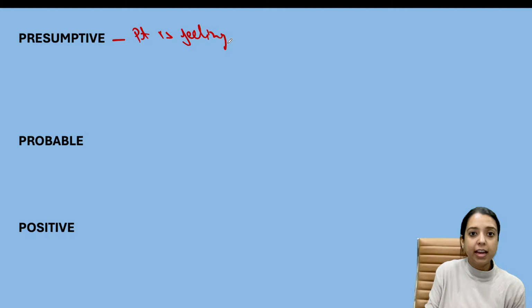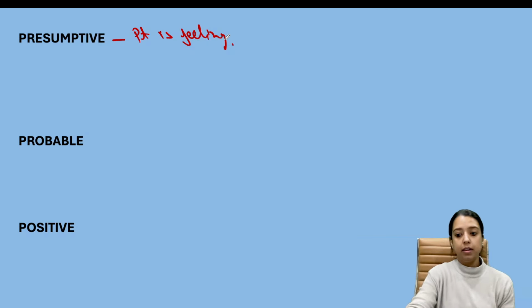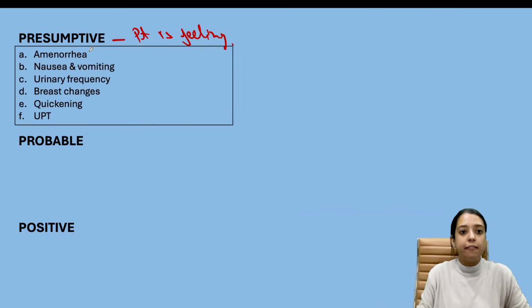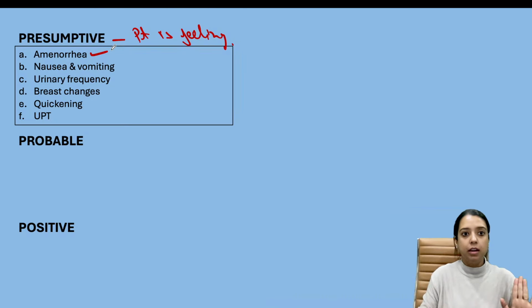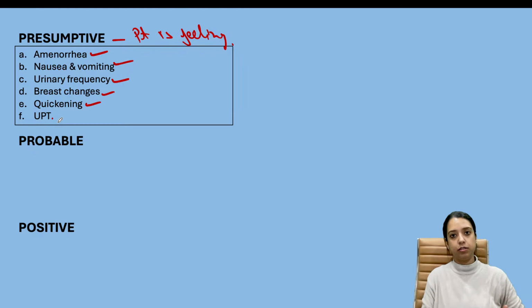What all the patient can feel is a presumptive sign. So a presumptive sign is the patient having amenorrhea. This is something the patient is feeling. Presumptive signs: nausea, vomiting, increased urinary frequency, certain breast changes. She is feeling quickening, fetal movement, and a urine pregnancy test.